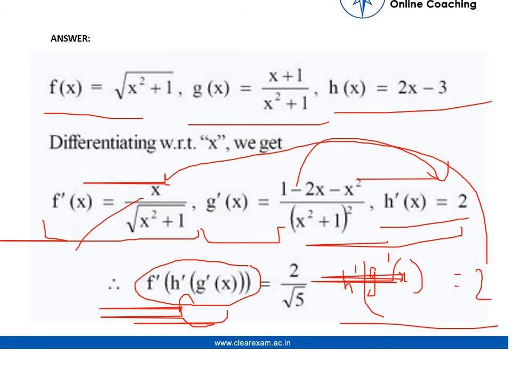So it becomes 2 upon under root 4 plus 1, which gives us 2 upon root 5. So that is the final answer.